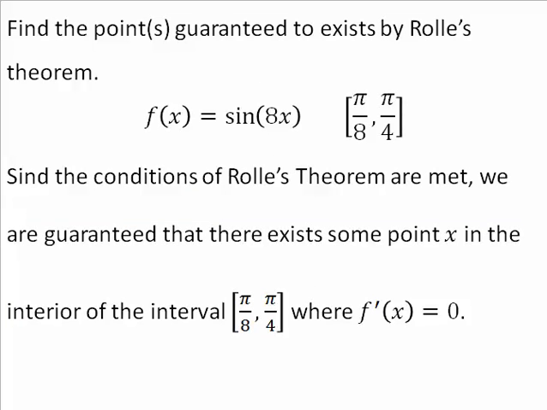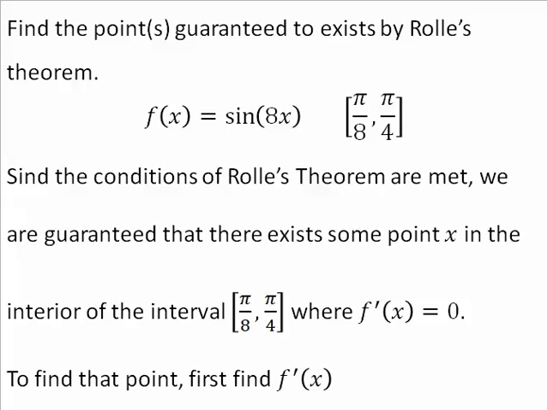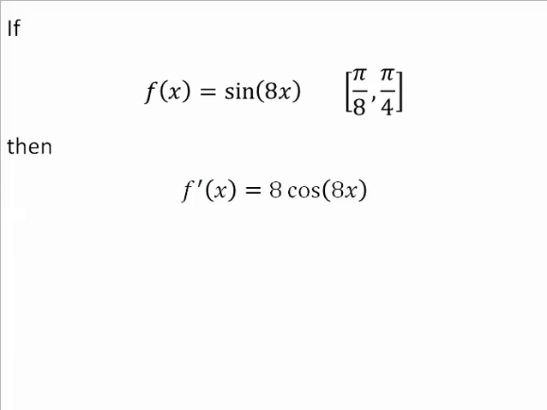Since the conditions of Rolle's theorem are met, we are guaranteed that there exists some point, and maybe more than one point, in the interior of the interval where the derivative equals 0. To find that point, first find f prime. If f is equal to sine 8x, then f prime is 8 cosine 8x.